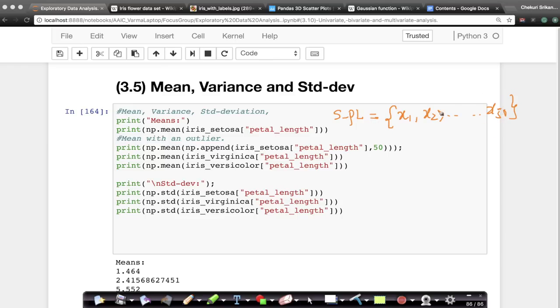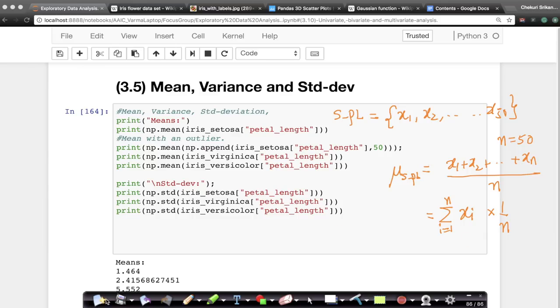Now, what is the mean of all of them? Mean is often written with the Greek letter mu. So mu of setosa petal lengths is nothing but you sum each of them, x1 plus x2, and so on up to xn, and divide by the number of values. So n here is nothing but 50 because you have 50 observations. More concisely, you can write this as the summation from i equals 1 to n of xi, multiplied by 1 by n. So this is what mean means. Mean is simply the simple average.